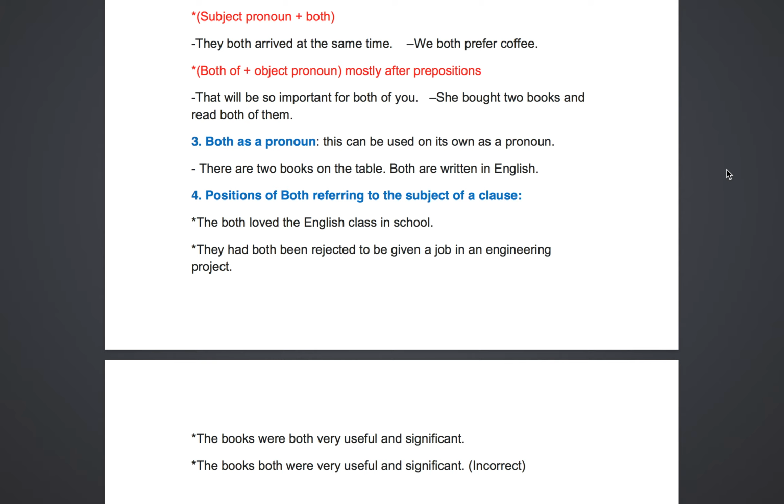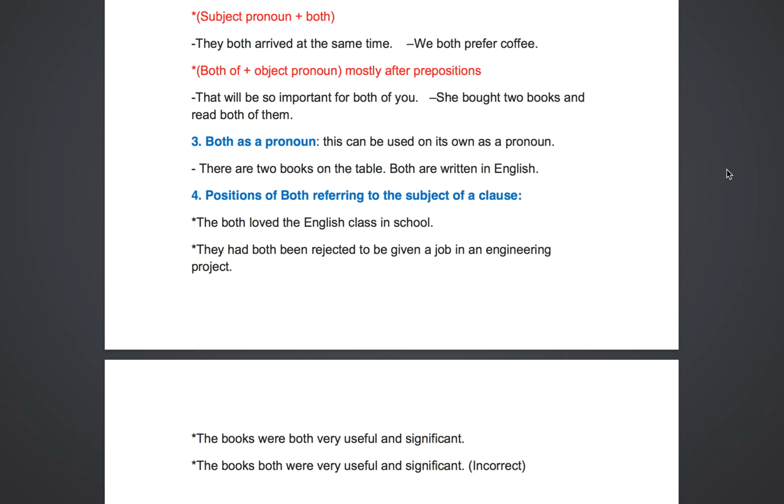There's an example for both of plus object pronoun: That will be so important for both of you. Here we have for you, which is the prepositional phrase, and you use the object pronoun after the preposition for. So when you use both, you have to have both of you. That will be so important for both of you. She bought two books and read both of them.